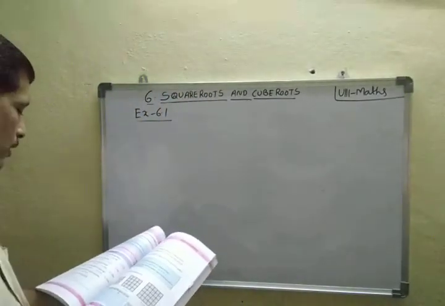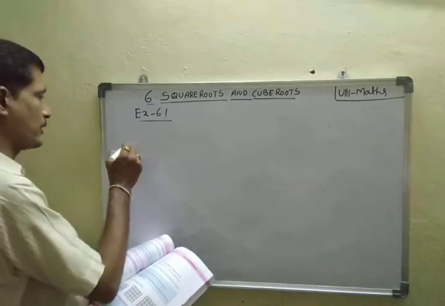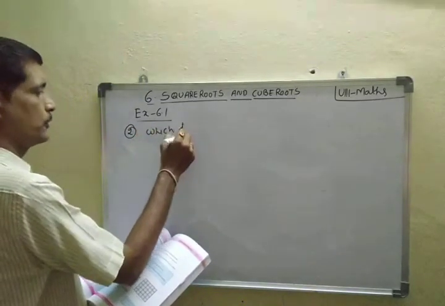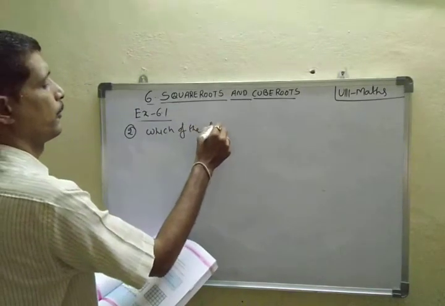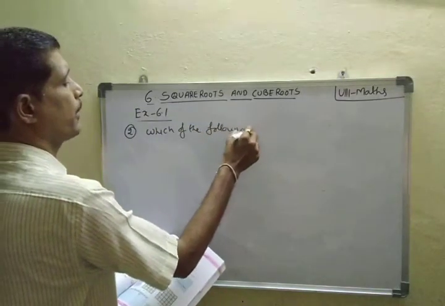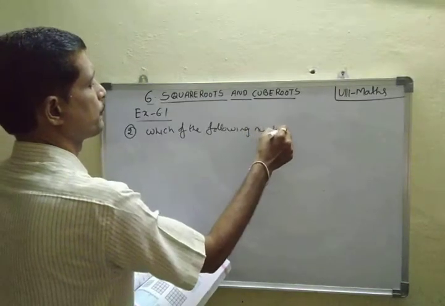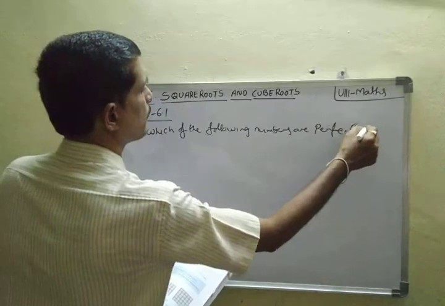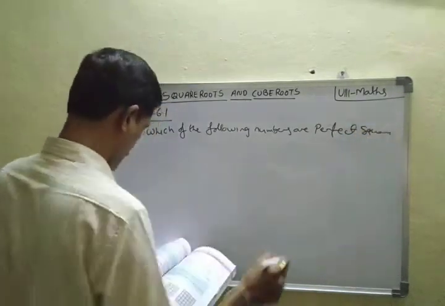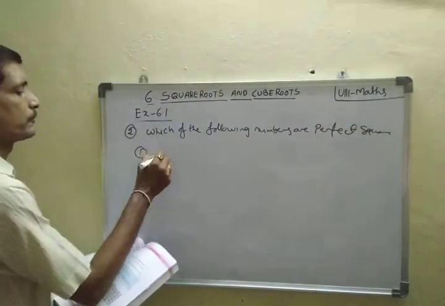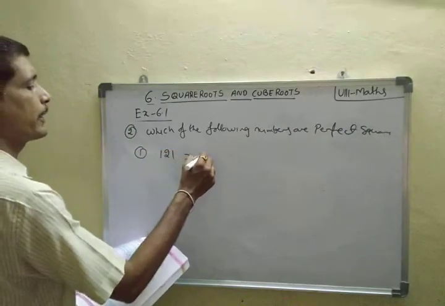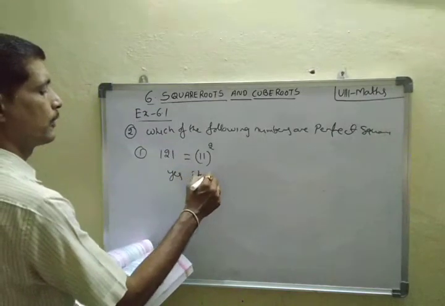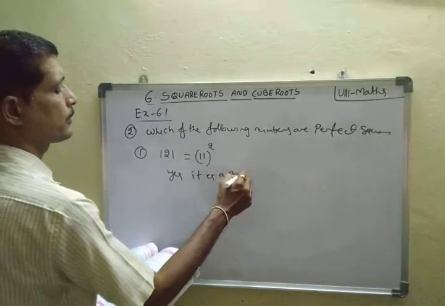Next, second one. Which of the following numbers are perfect squares? Here, first one 121. Here 121 can be written as 11 square. Yes, it is a perfect square.